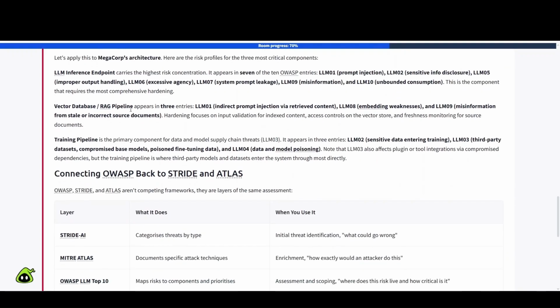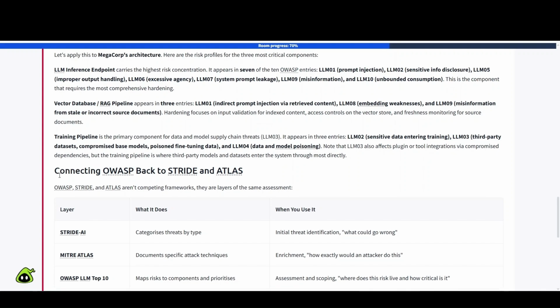The vector database and RAG pipeline appears in 3 entries: LLM 01, LLM 08, and LLM 09. Hardening focuses on input validation for indexed content, access controls on the vector store, and freshness monitoring for source documents. The training pipeline is the primary component for data and model supply chain threats. It appears in 3 entries: LLM 02, 03, and 04. Note that LLM 03 also affects plugin and tool integrations via compromised dependencies, but the training pipeline is where third-party models and data sets enter the system, so it must be controlled most strictly.